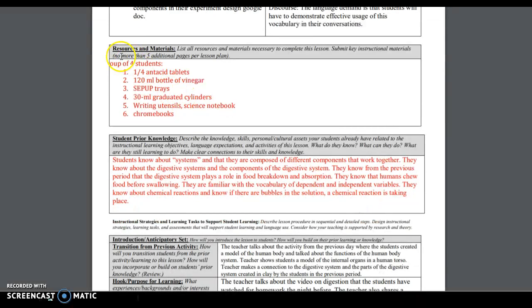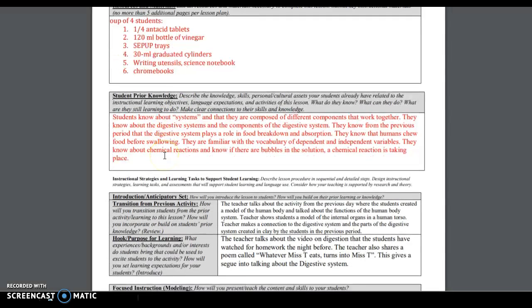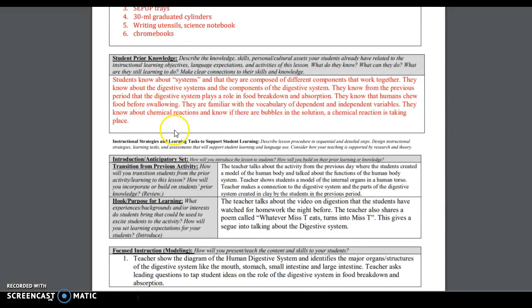Here they listed the resources and materials they need for the lab and for the activities. And then next is the prior knowledge. And so in the previous lessons, students learned about systems, and so they know about that. And they know that they're composed of different components and that they work together. They know about the digestive system and its components.